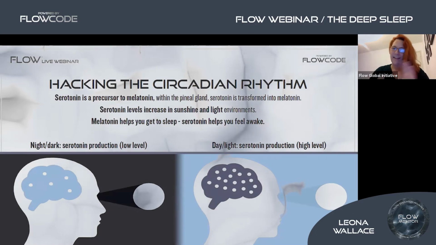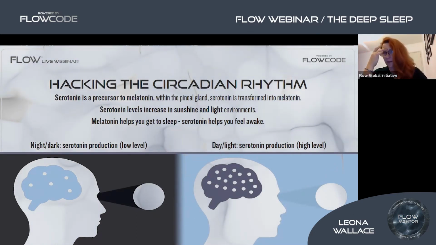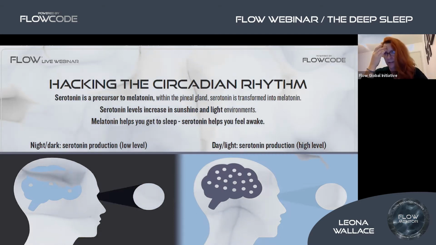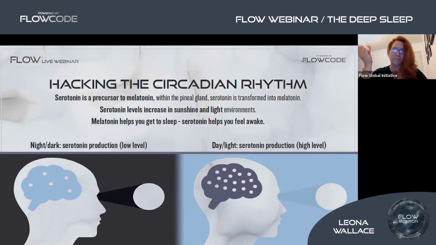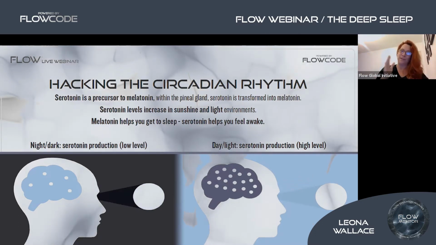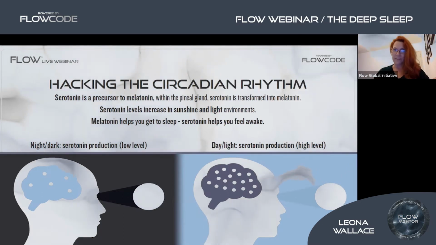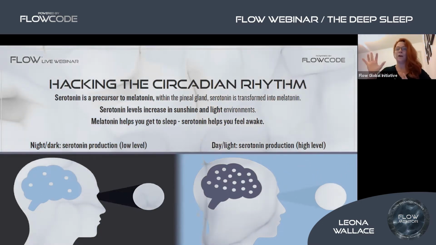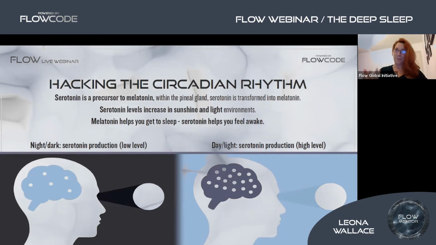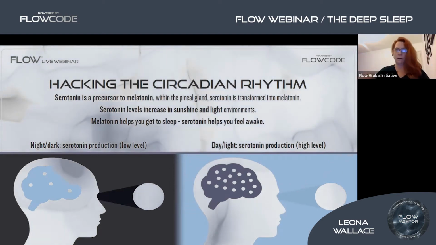Serotonin is the precursor, it comes before the melatonin. And within the pineal gland, the serotonin is transformed into melatonin. Serotonin actually is the opposite, so it increases in the sunshine and light environments. And melatonin then, of course, we know helps you sleep. Serotonin helps you feel awake. So they work together and they're producing all the time.